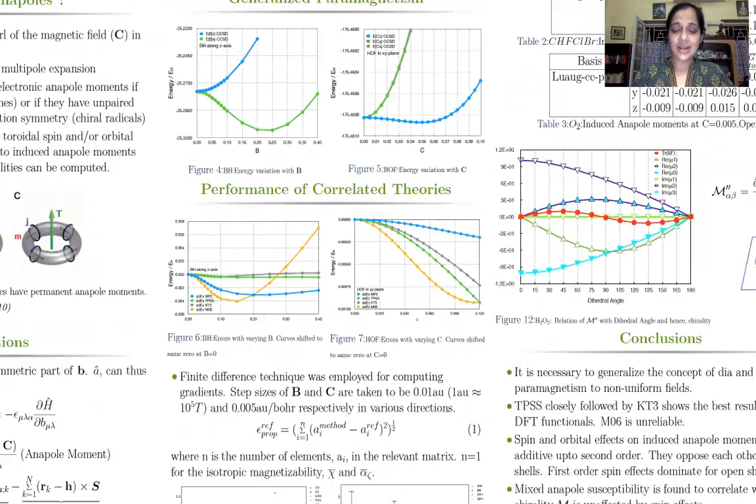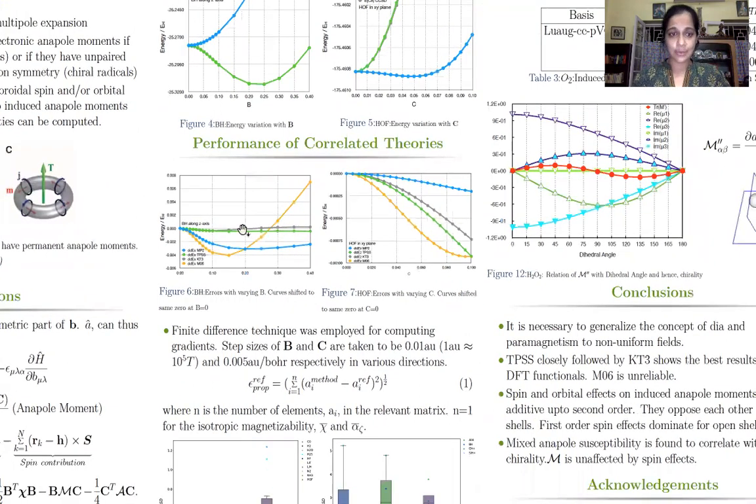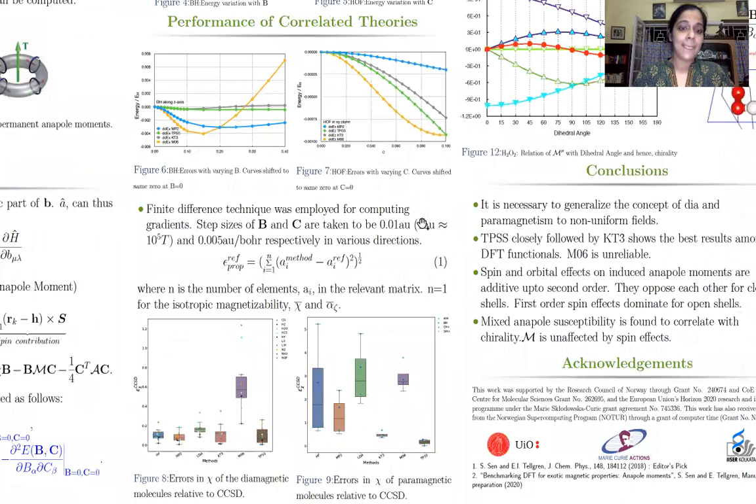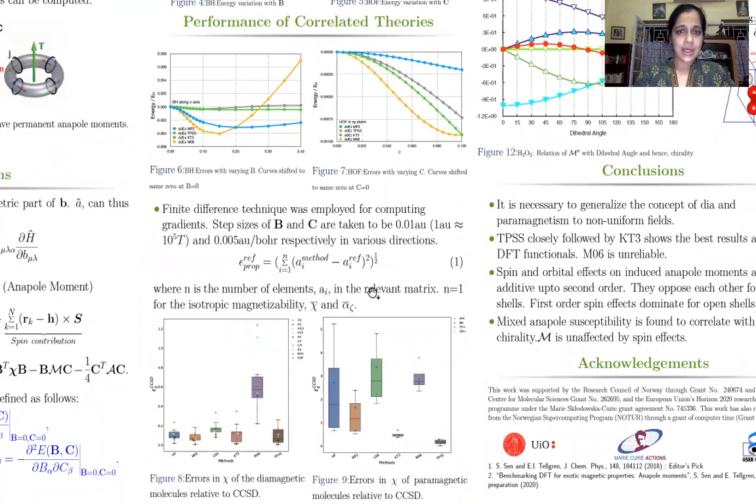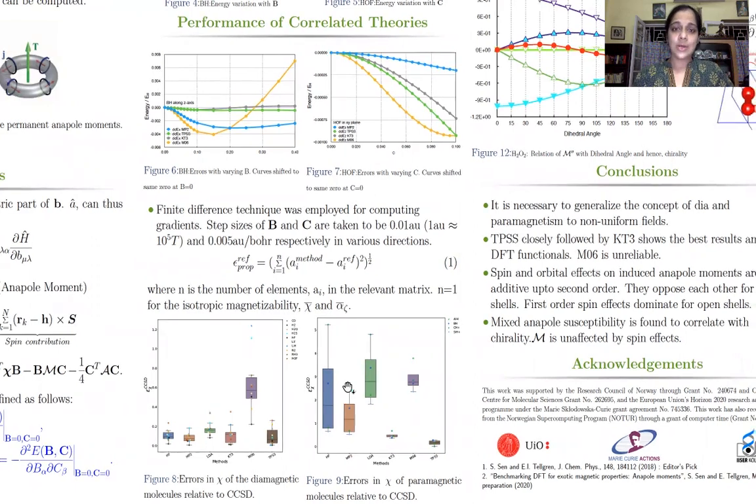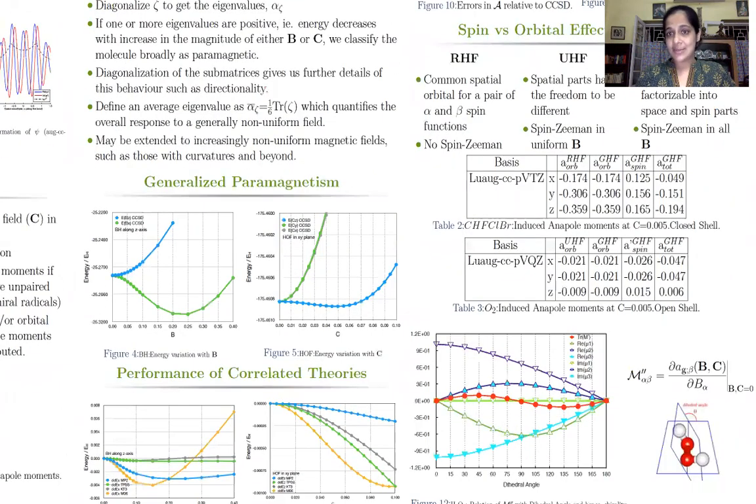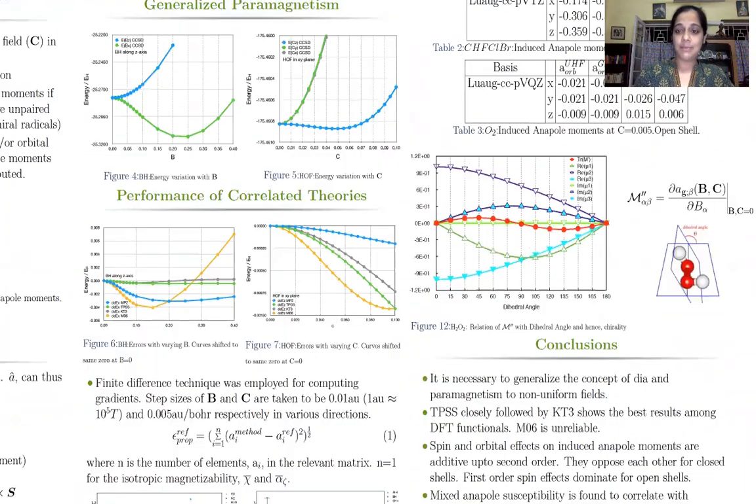Okay, now these two challenging cases are very difficult for correlated theories. And so I have only shown the error plots for different DFT functionals and MP2 over here. Okay, and as we know that for chi, as in the plots below, the diamagnetic molecules are much easier to predict than paramagnetic. So it is for the anapole susceptibilities. We have also studied the spin effects, but you can read about this in my poster.